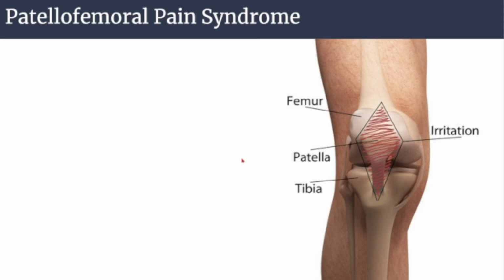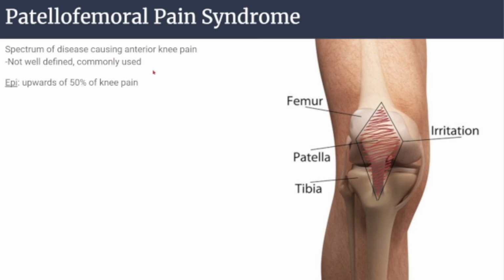Okay. These are some causes of patellofemoral pain, which is typically considered a sort of diamond-shaped area of the anterior knee, which causes a lot of knee pain, right? So starting from the quad tendon down to the patellar tendon insertion here, including the patella and some of the structures around it. Think of it as a spectrum of disease, which is not well defined but commonly used. It represents the vast majority of knee pain.